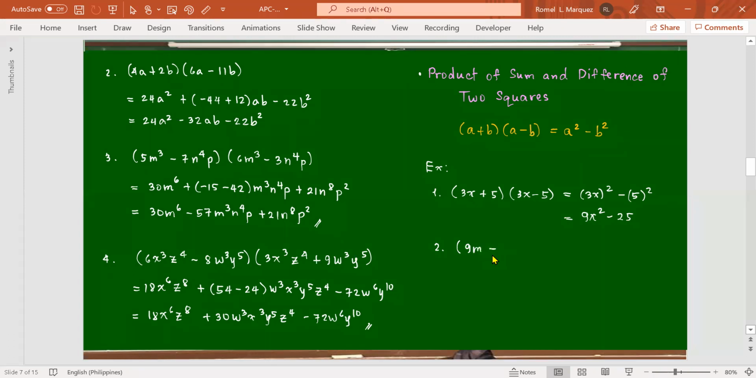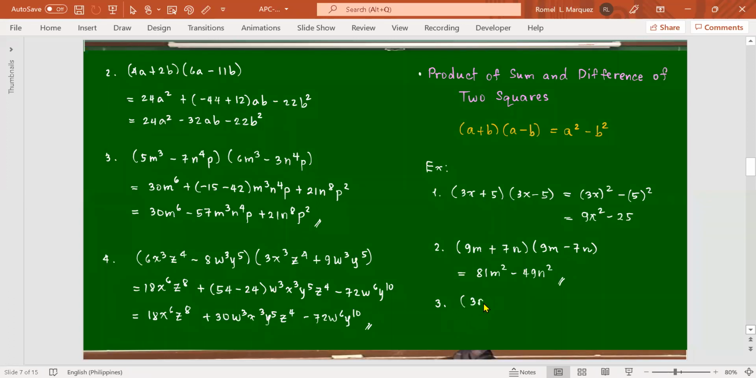9m plus 7n multiplied to 9m minus 7n. What's the product? Square the first minus square of the second. First, second. Got it, guys?